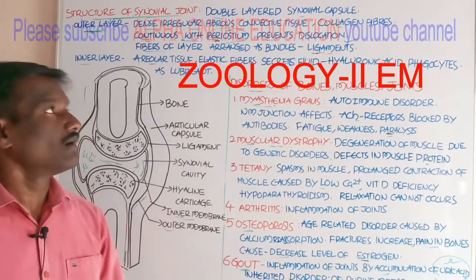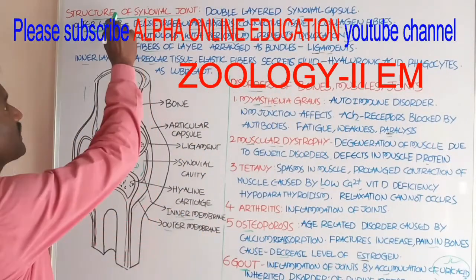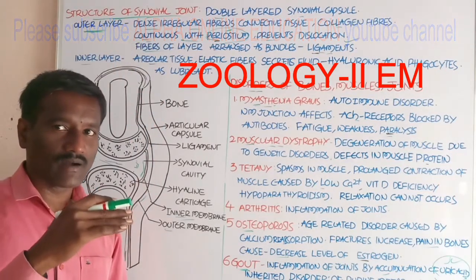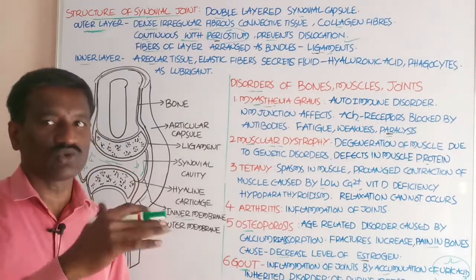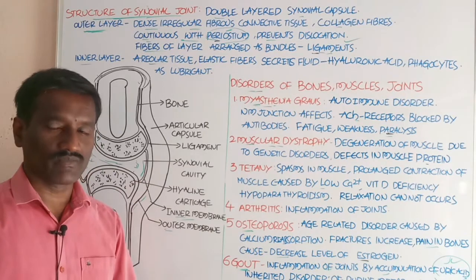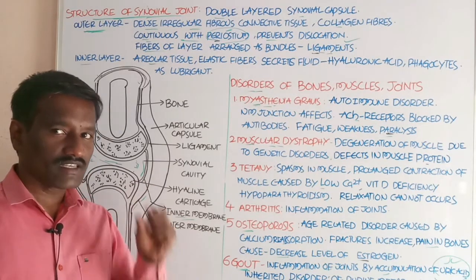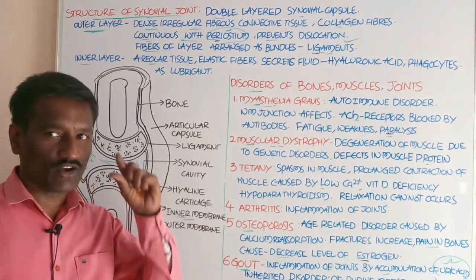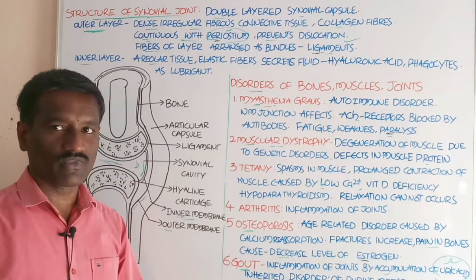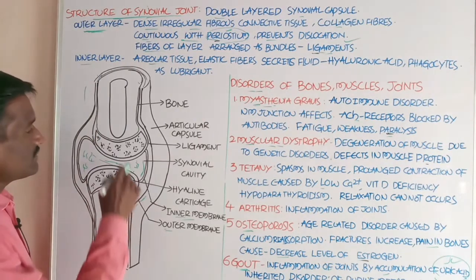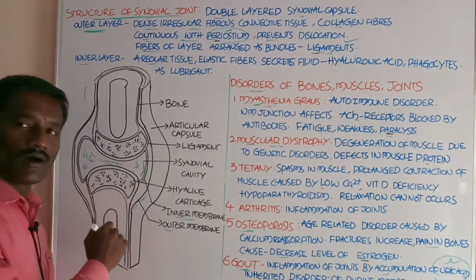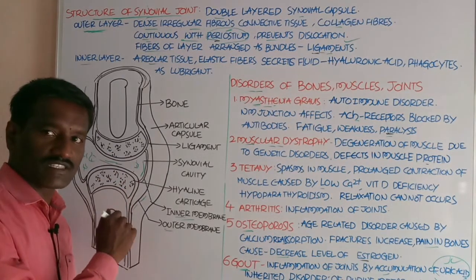Okay student. Now let us discuss the structure of the synovial joint. Synovial joint is an example of diarthrosis. Diarthrosis means this allows free movement. Synovial joint allows free movement between the two bones. And this diagram shows the structure and arrangement of the synovial joint.